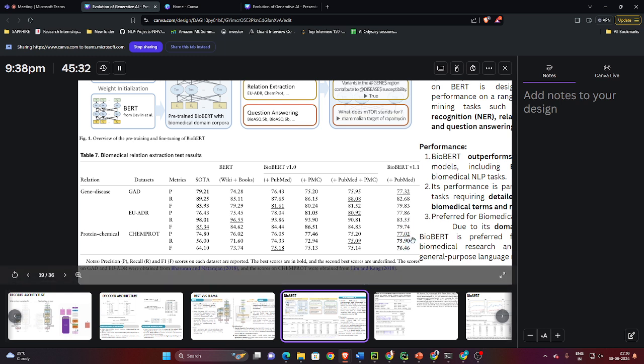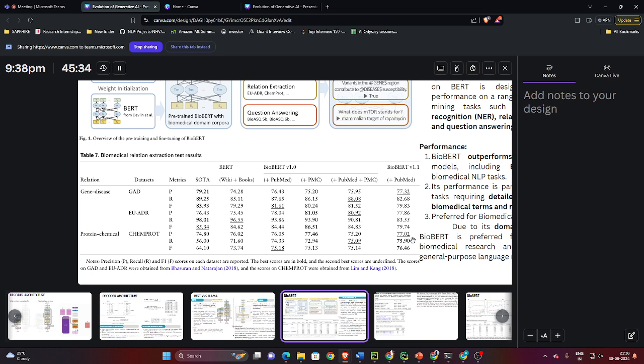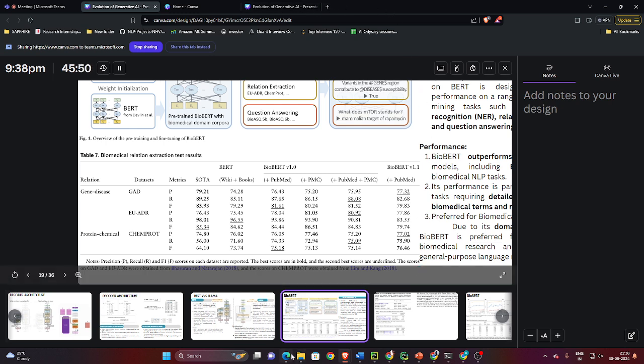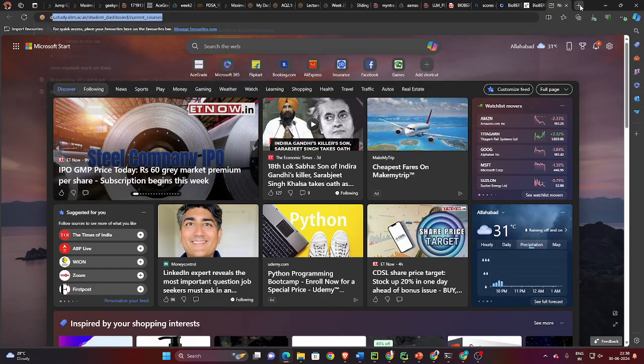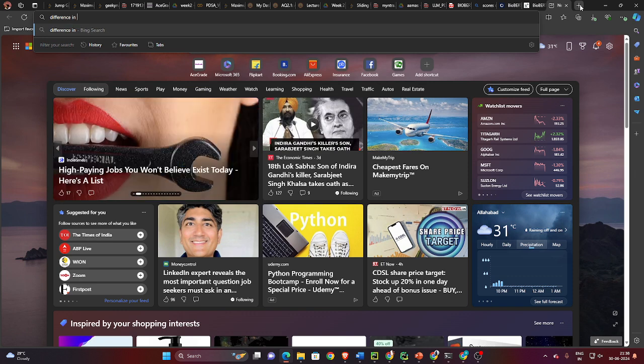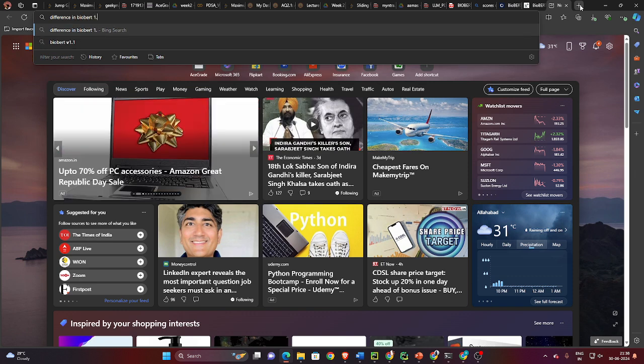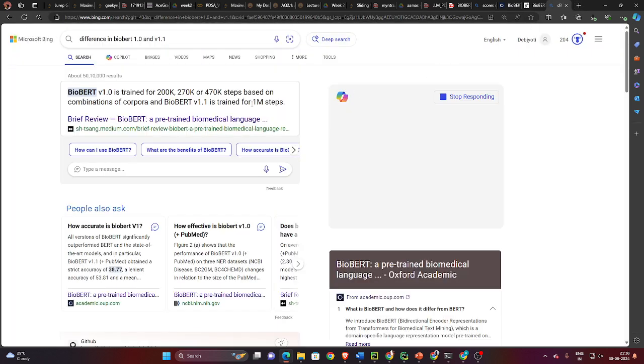So BioBert 1.0 and 1.1. What is the difference between 1.0 and 1.1? 1.1 is just an addition of just PubMed, or is it like... So 1.0 is PubMed and PMC both, and 1.1 says just PubMed. What does that mean? It was the second iteration of the BioBert particular model.